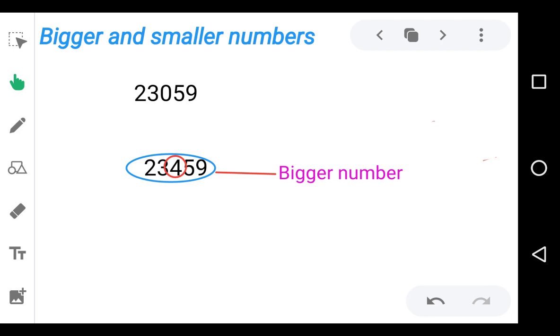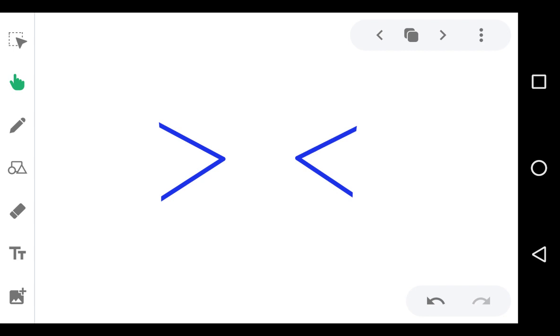For that, we have two symbols for showing which number is bigger or smaller. Before we start the topic, see how we can use these symbols. We understand symbols from left to right side.